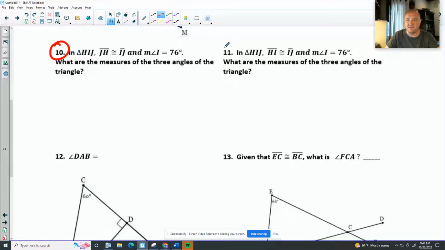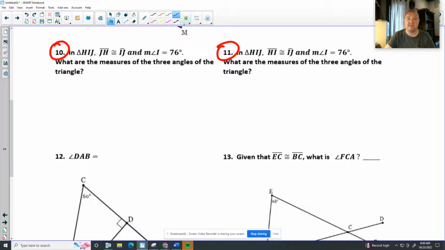All right, so now we are on to numbers 10 and 11 from the Unit 3, Lesson 5 homework. So let's take a look at this. These both involve triangles. All right, so in triangle HIJ, JH is congruent to IJ, and angle I is congruent to 76 degrees.